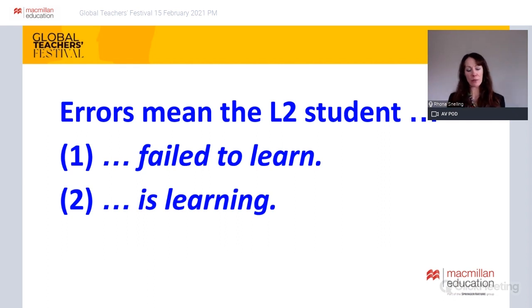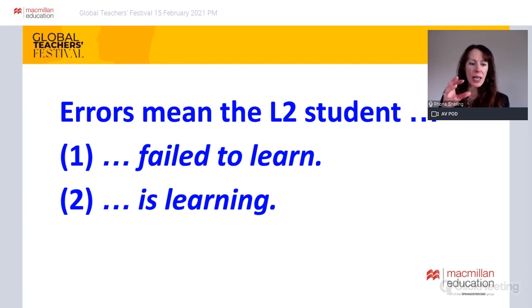Okay, lovely. Well, I did see, Andres has said both, and I could be both. The names went quite quickly. I did see a couple of people say both, and actually I'm going to be very, very naughty and say that I think it's both. So errors mean the L2 student failed to learn, but also errors mean the L2 student is learning. And I'm saying that because of the two types of errors I just mentioned.